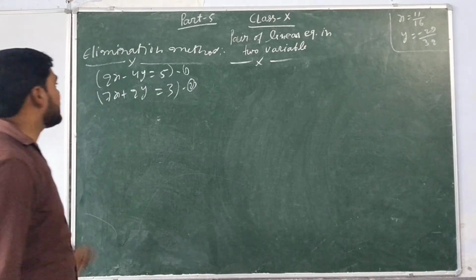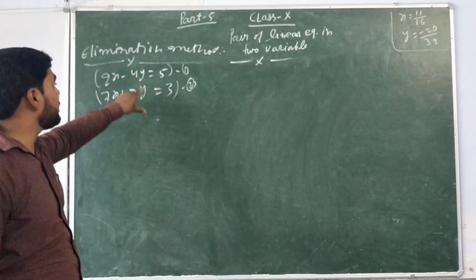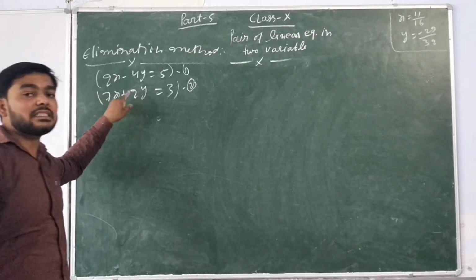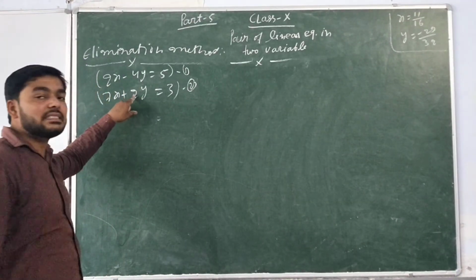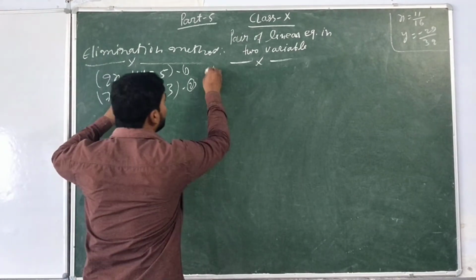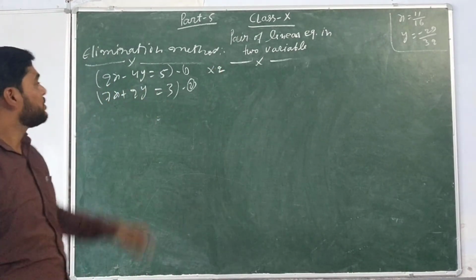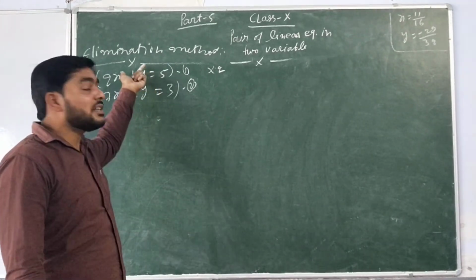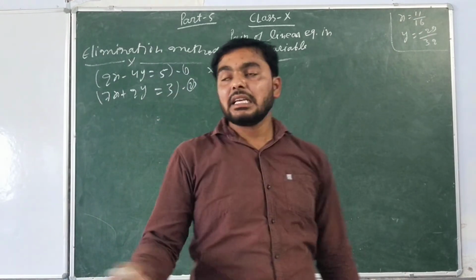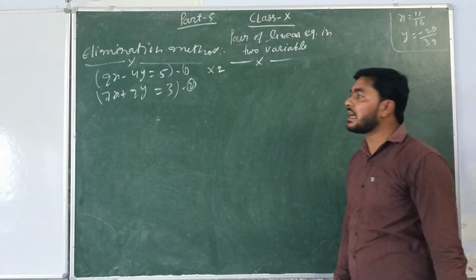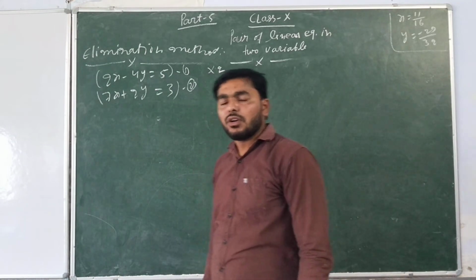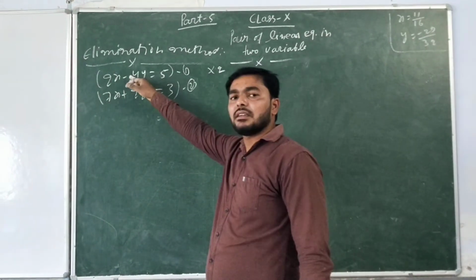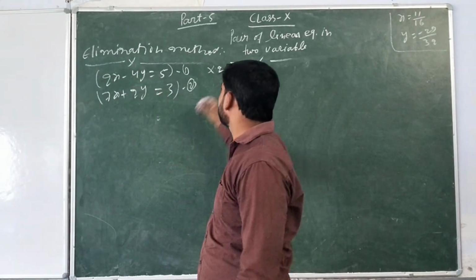Now we are going to make the coefficient of y the same. So you have to multiply the first equation with the coefficient of y in the second equation. The coefficient of y in the second equation is 2, so multiply the first equation with 2. The second equation will be multiplied with the coefficient of y in the first equation. The coefficient of y in the first equation is minus 4. So you can multiply with minus 4 or 4 also, okay? Taking only positive.